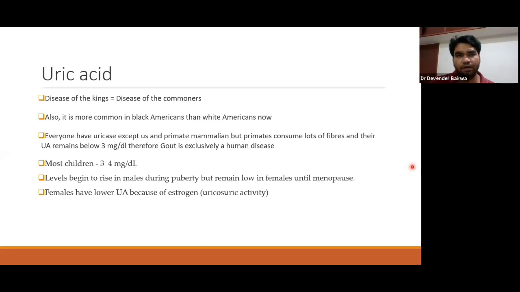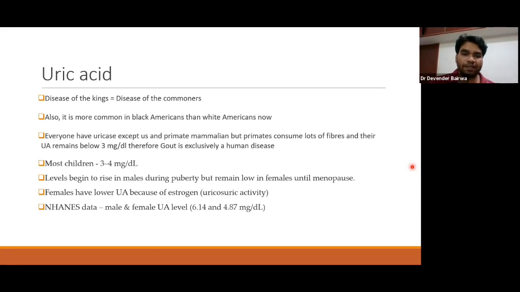The difference between males and females is more than 1 milligram per deciliter, and that difference is mostly because of the action of estrogen, as estrogen has uricosuric activity. So when menopause is achieved by females, they start having low levels of estrogen. Low levels of estrogen means low uricosuric activity, and that leads to high levels of uric acid. So this is the fundamental point why females will start having hyperuricemia at menopause.